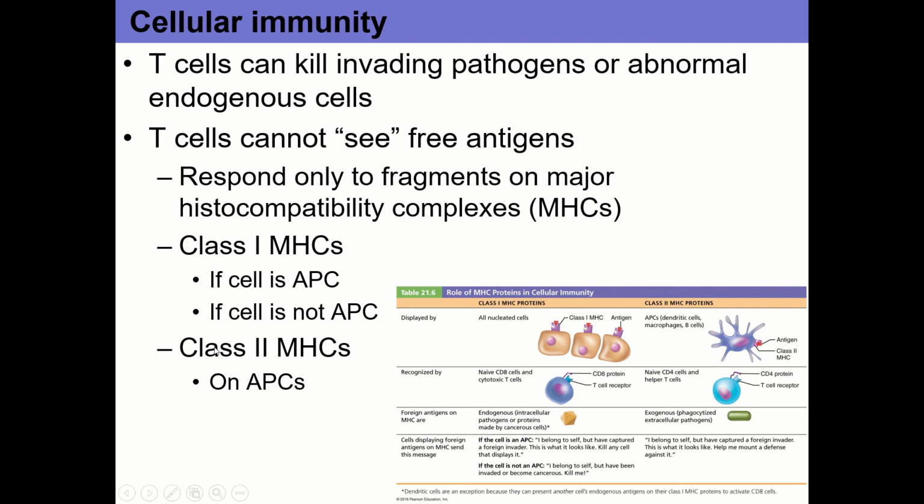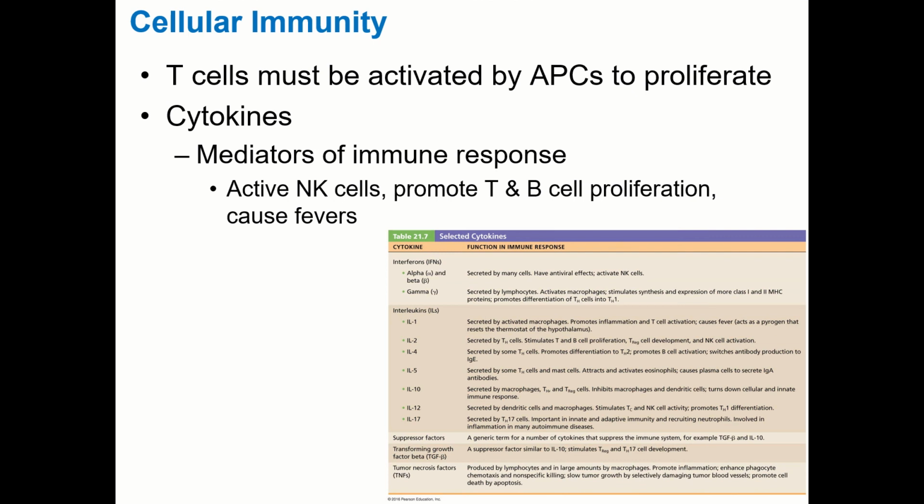And then the class 2 MHCs, those are on our antigen presenting cells. So those are on things like our dendritic cells, on our macrophages, and then on our B cells. So as mentioned, the T cells have to be activated either by the antigen presenting cells or by T helper cells. We'll add that on there as well.